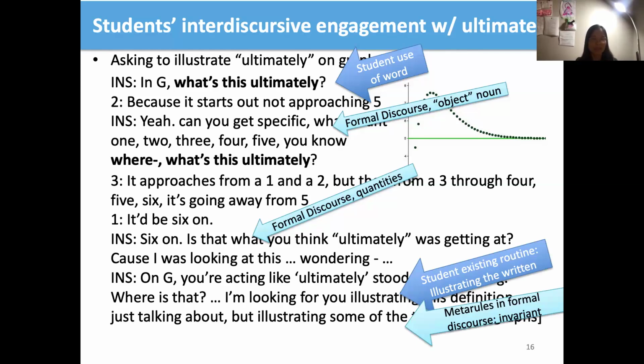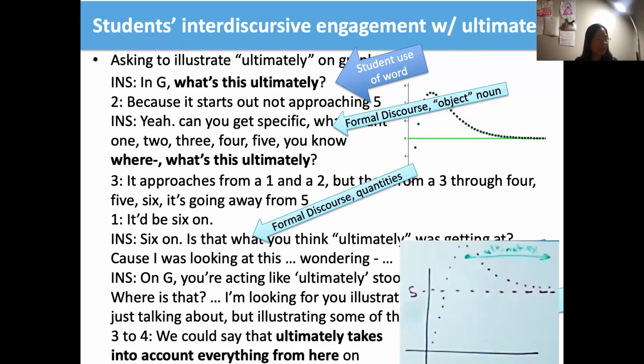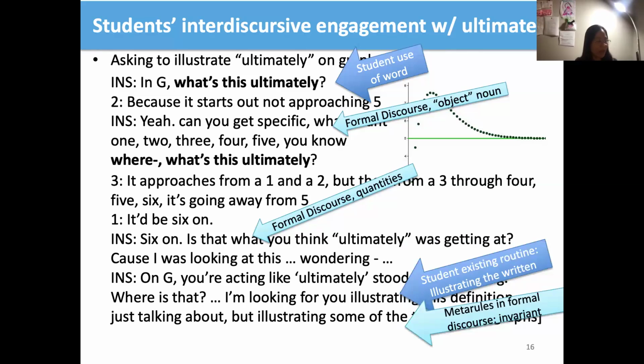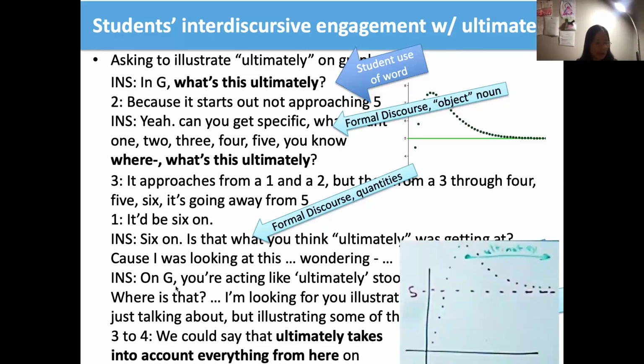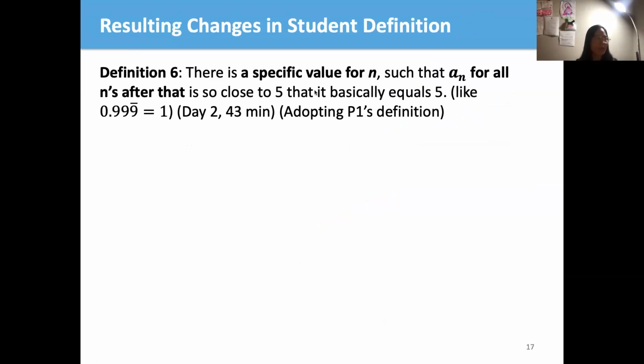the change of representations. And after this, they worked on it a little bit, and then they actually drew "ultimately" with this green arrow, pointing here, saying, "We could say that ultimately takes into account everything from here on." So after this exchange, they actually revised their definition, and they introduced a specific value n such that a sub n for all n's after that is so close to 5 that it is basically equal to 5.